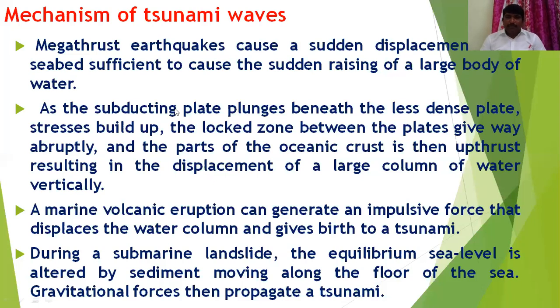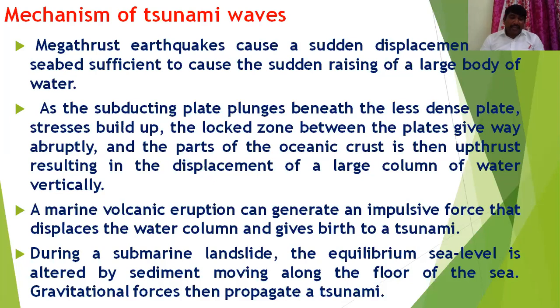As the subducting plate plunges beneath the less dense plate, stresses build up. The locked zone between the plates gives way abruptly, and parts of the oceanic crust are then upthrust, resulting in displacement of a large column of water vertically.